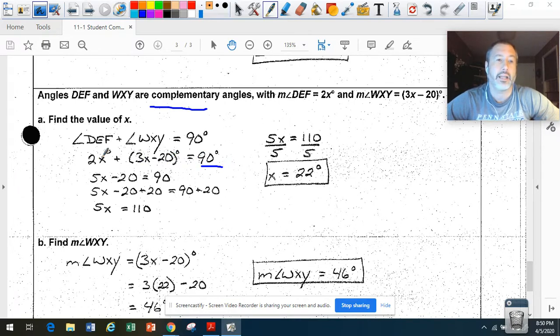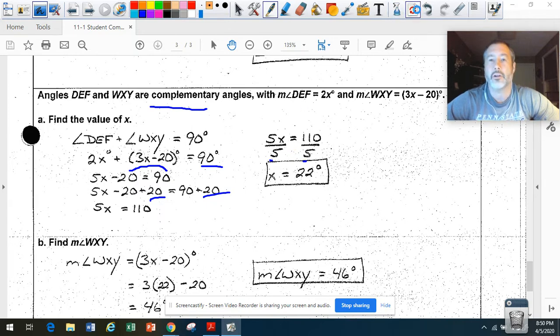So combine our like terms. 2x plus 3x is 5x minus our 20. I've got to get the 20 to the other side, so I do the opposite of subtracting 20. I add 20 to both sides. So I get 5x equals 110. Divide both sides by 5, and we get x to equal 22 degrees. So we know x is 22 degrees.